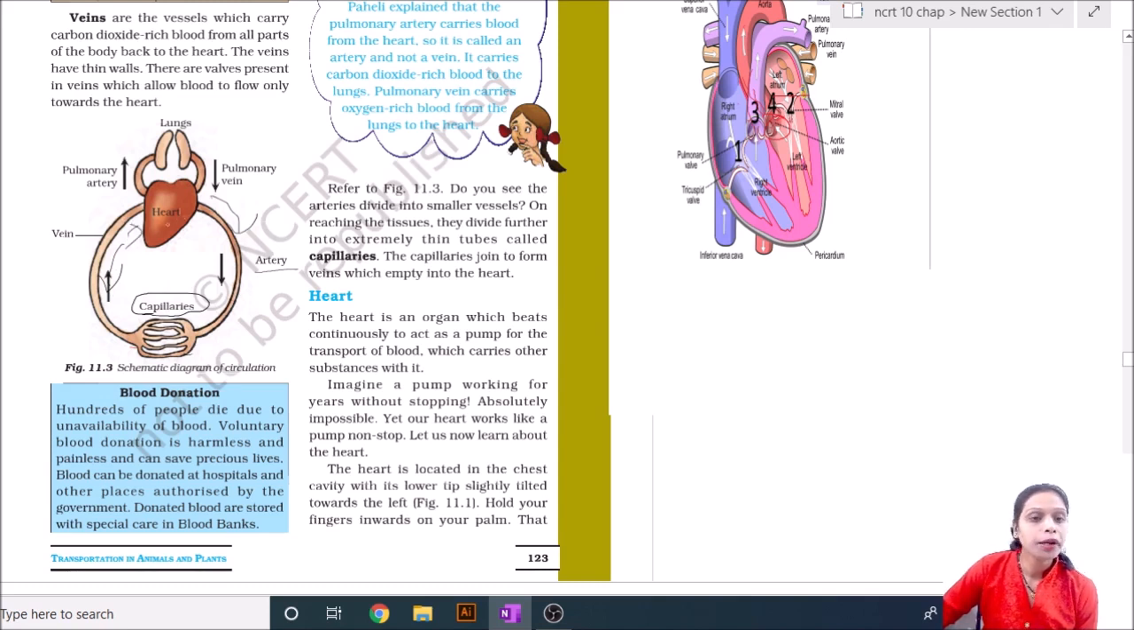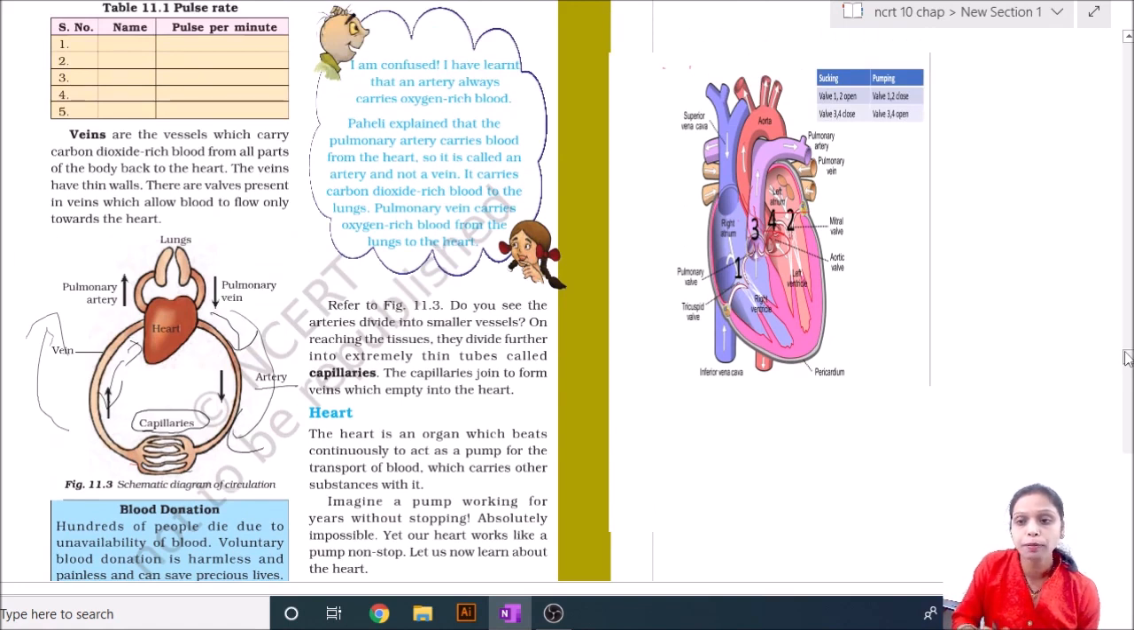And the heart is connected with the lungs where the blood is oxygenated. This process goes on continuously in our body, and the heart is always oxygenating the blood continuously. You can see from this picture how the blood is oxygenated and how it works.